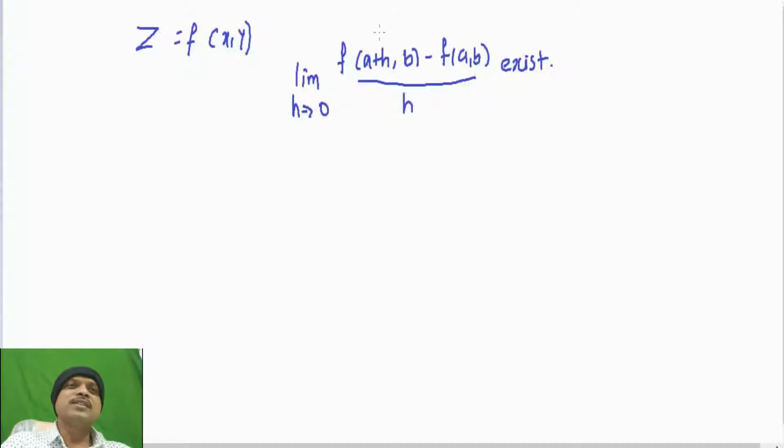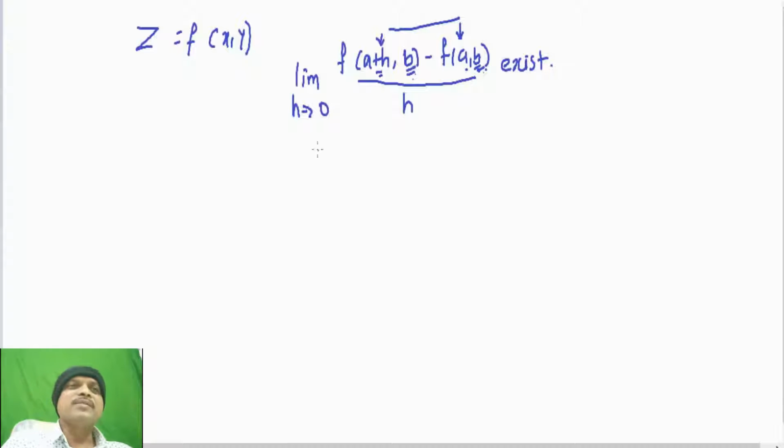You can see that there is a change in the values of the x variable, whereas the y variable remains the same. Here the value of y is b in both terms. We have considered the difference of these two terms where y has the same value, y equal to b. But here there is a slight change, a plus h, and so we are taking the limit where h tends to 0. That means the variable x is changing.